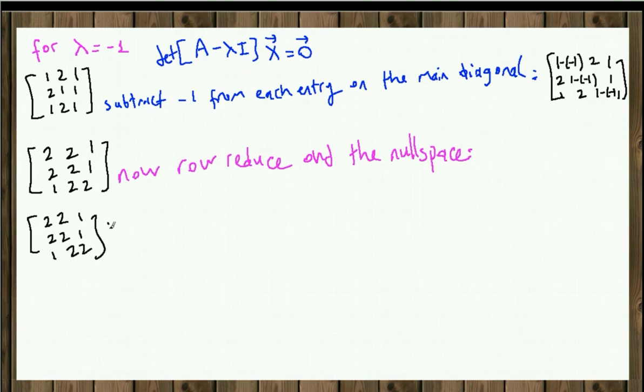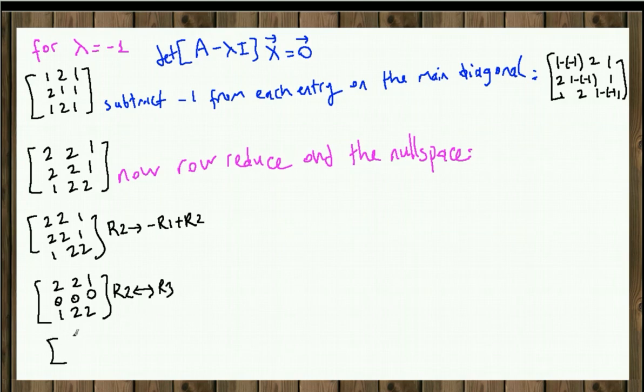So as our first step, we can change row 2 by negative row 1 plus row 2. So 2, 2, 1, 0, 0, 0, 1, 2, 2. Here we can switch row 2 and row 3. So what we're going to get is 1, 2, 2, 0, 0, 0.